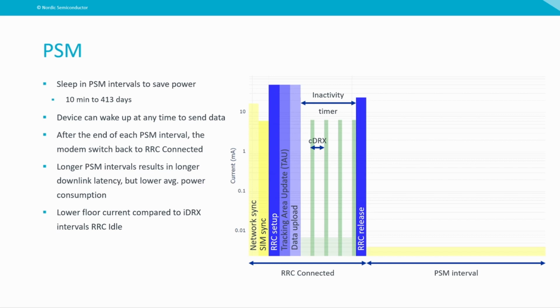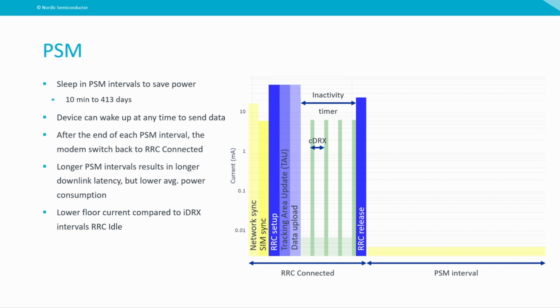And in this PSM interval, you have around 2.7 microamps in average of current consumption. So you can save a lot of power to stay asleep for a very long time. And the sleep intervals are between 10 minutes up to 413 days in theory. And this can be requested by the device from the network. And it's up to the network to grant these intervals. The device can, of course, wake up at any time to send data.